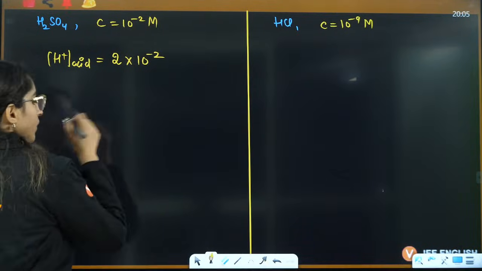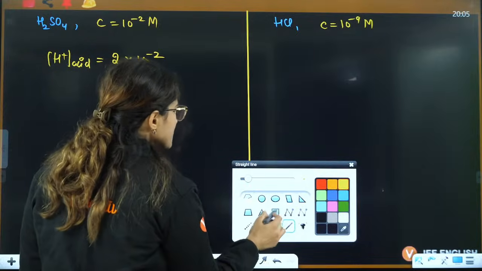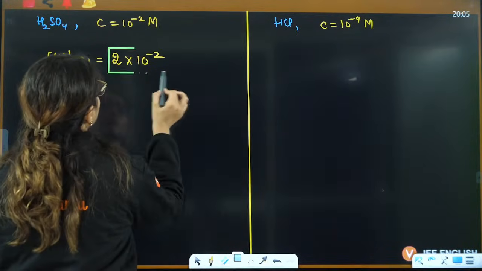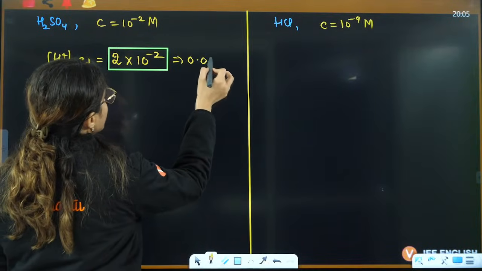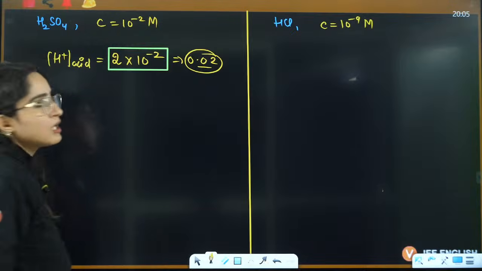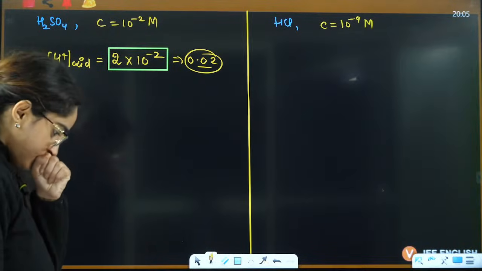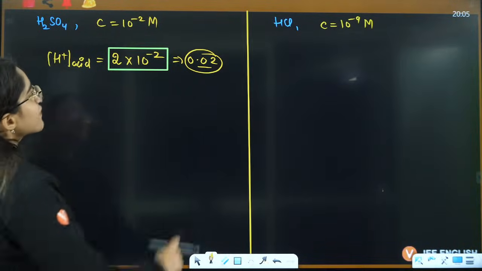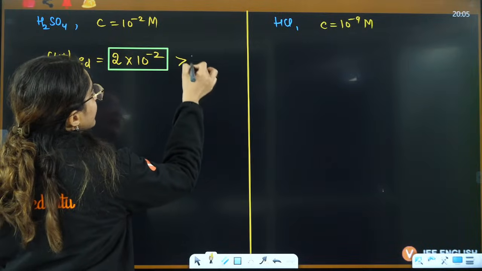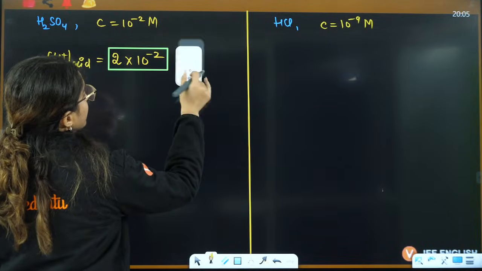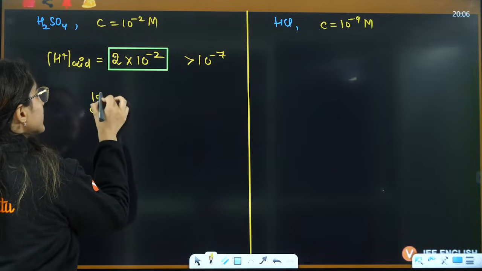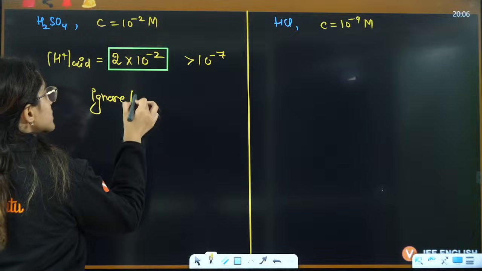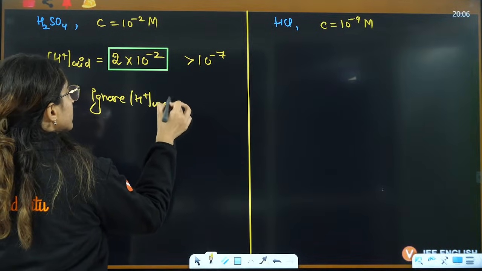If you see, this value is greater or less? This value is nothing but 0.02. This value is definitely greater than 10 raised to power minus 7. So whenever it is that, ignore H positive from water.